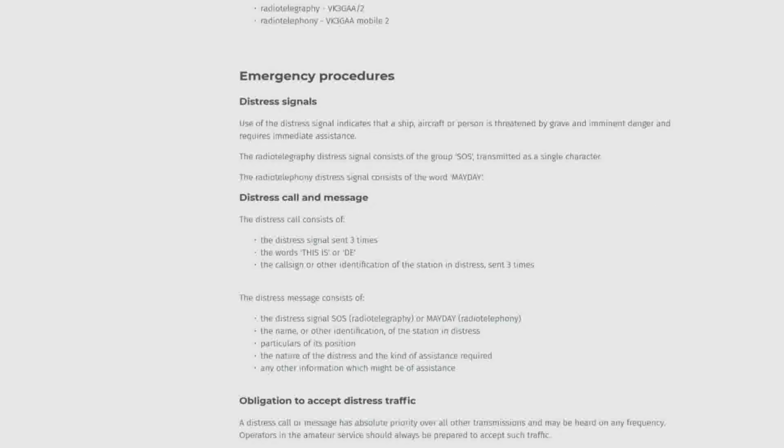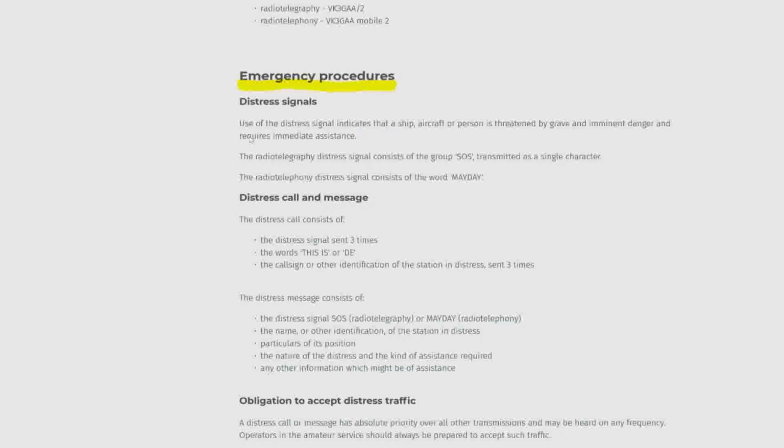I'm in the document again, Amateur radio operating procedures on the ACMA website, and it's actually called emergency procedures, but we don't actually have an emergency call on radio, any radio. We have a distress call and we have an urgency call.